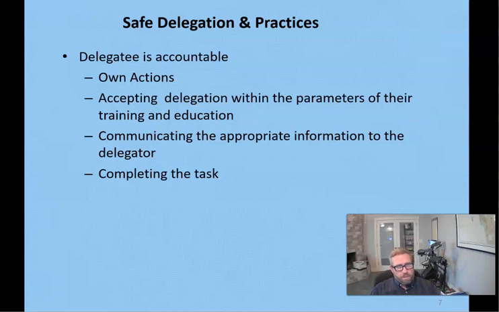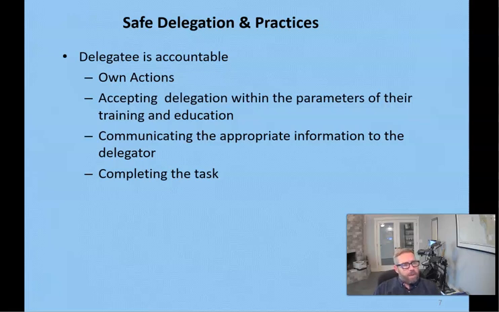If a doctor comes to me and delegates something to me and says, hey, can you start this central line? I'm not allowed to do that. That's outside of my scope of practice. And so as a professional, knowing my roles and scope of practice, I'm going to say, oh, you know what, that's not appropriate for my role. Let's figure out how to get that done otherwise.